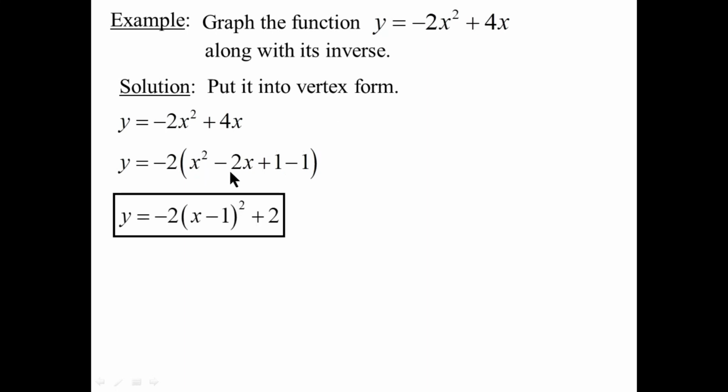Meanwhile, we can repackage these three as x minus 1 squared. Checking our work: first term squared, double the product, last term squared, looks good. And we have our vertex at 1, 2.